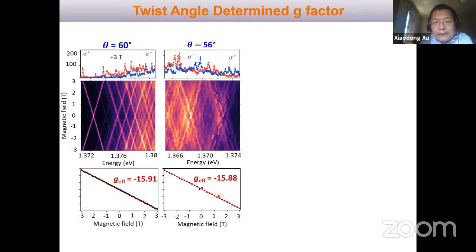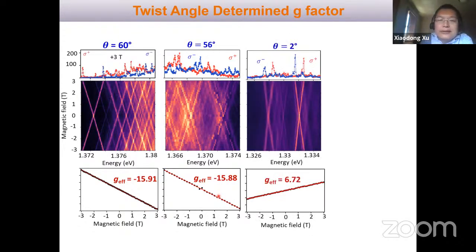Now we go to the other extreme. We go to a twist angle of 2 degrees. Now you can see the g factor is completely different, right? Now it's 6.7, with a positive sign here. The sign is also different.